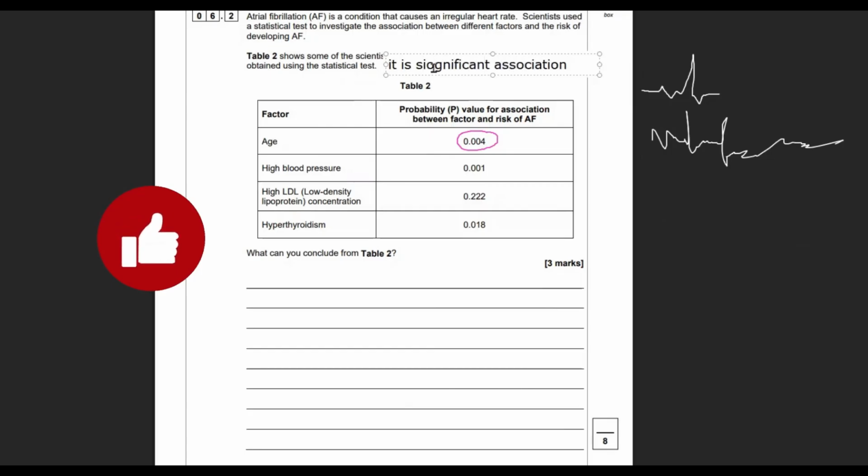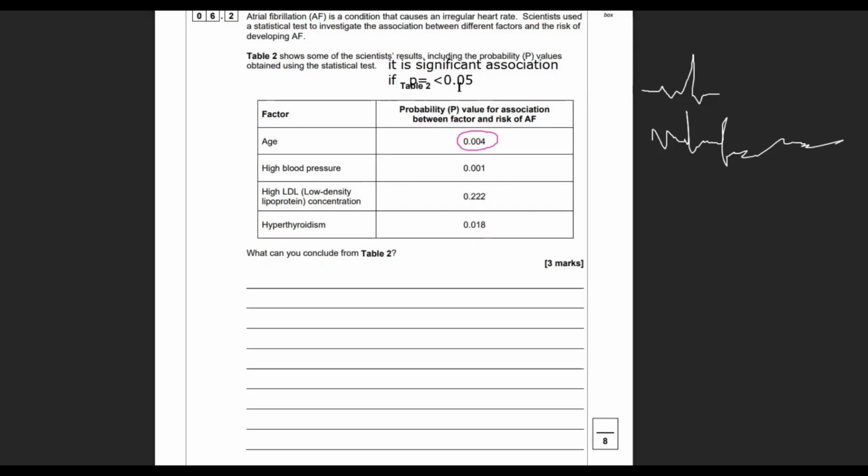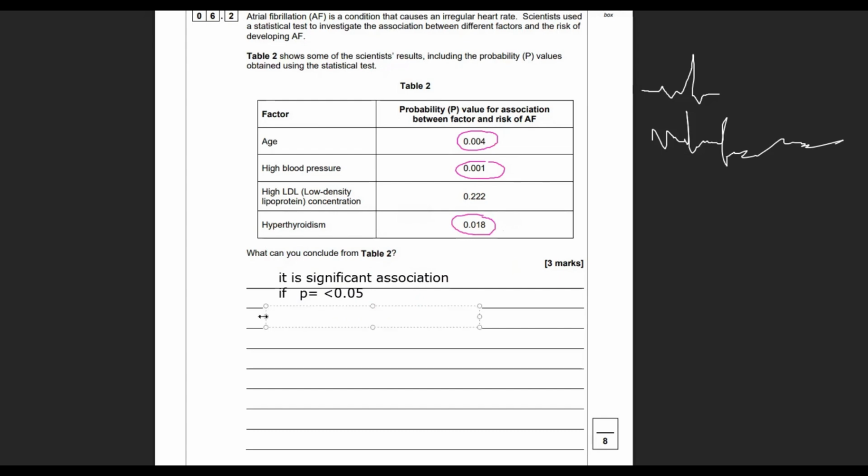Okay, let me go through how you'd go through this. So p-values. What you got to know about p-values generally is that at A level and in most biological situations, a p-value less than 0.05 is significant and means that an association is significant between the two variables. Now, if it's greater than 0.05, it means it's not significant. So we can say here that age being 0.004, lower than 0.05, high blood pressure extremely significant, 0.001, and hyperthyroidism is significant but not hugely, 0.018. So it's still lower than 0.05.